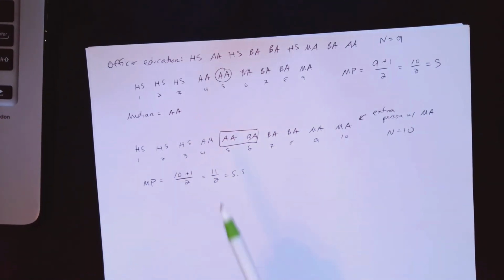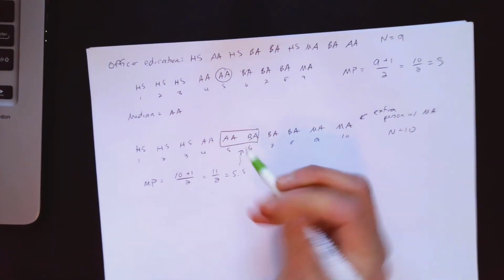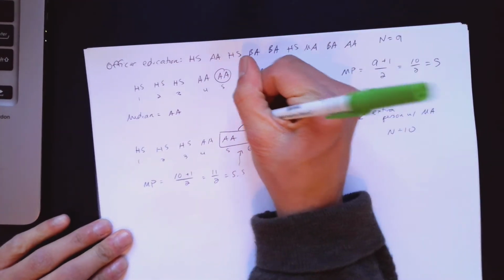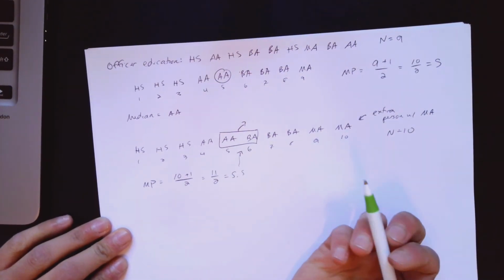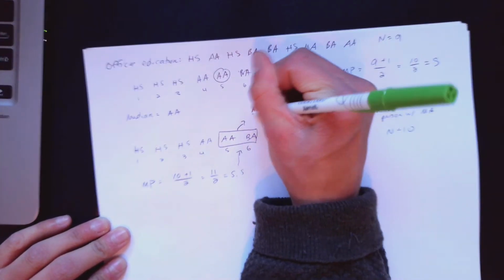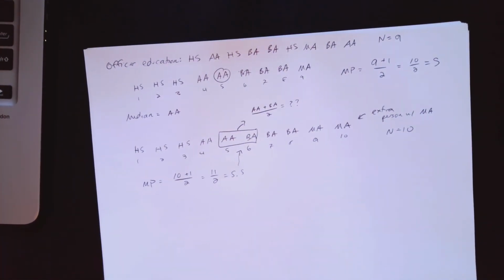So if we count inwards, we find that our 2 middle values are an associate's and a bachelor's. If we find our median position, so our total number of observations, n plus 1 over 2, gives us 5.5. So here, 5.5 is in between 5 and 6. We now have a problem, right? Because if these were numbers, what we would do is we would take them and add them together and divide by 2. But what happens when you try to add an associate's plus a bachelor's and divide it by 2? Well, it doesn't make any sense.